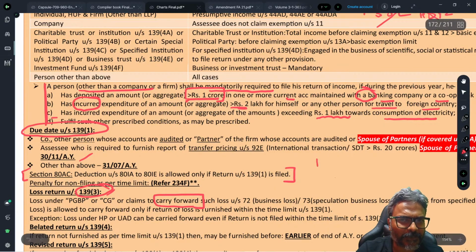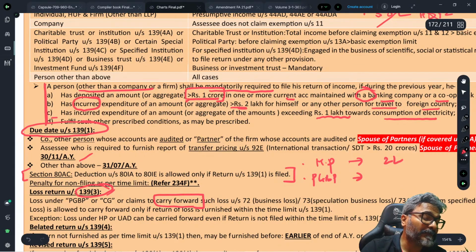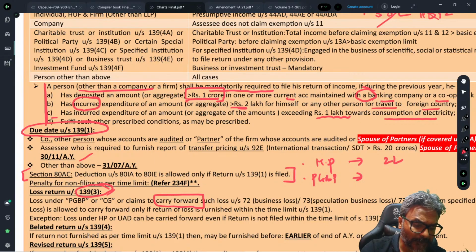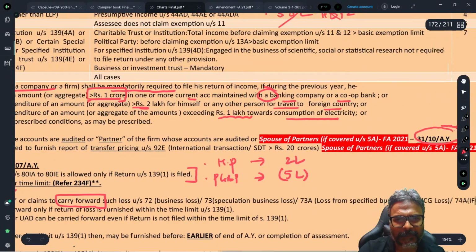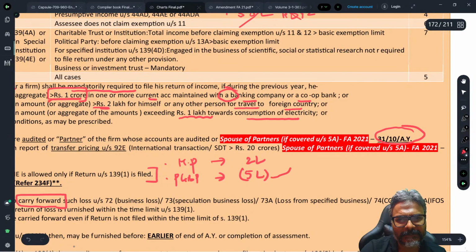So there can be a situation wherein a house property has got an income, and PGBP has a loss. Now PGBP loss will not include the unabsorbed depreciation. Say PGBP has got a loss of 5 lakhs. So what happens over here now, students? Whether this set off is possible? And the answer is yes. Section 70 is all about the set off. So this set off is possible.